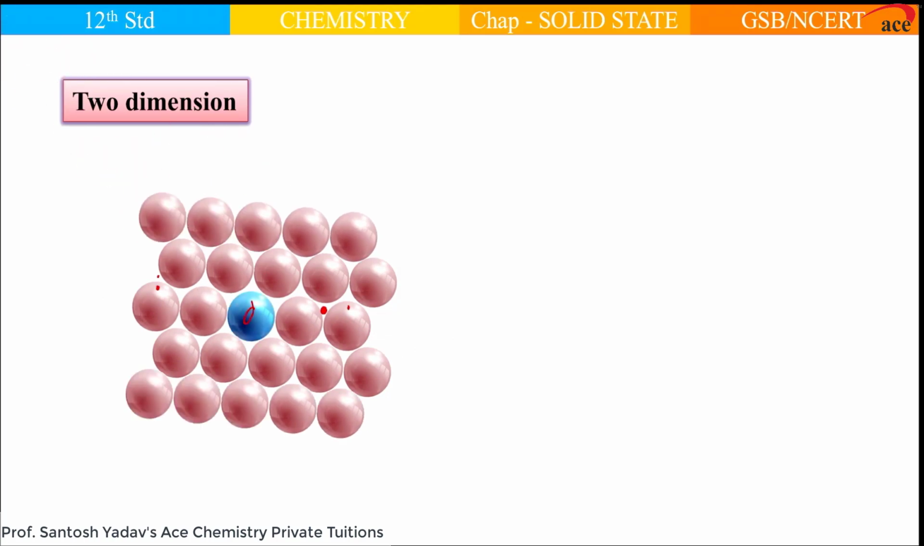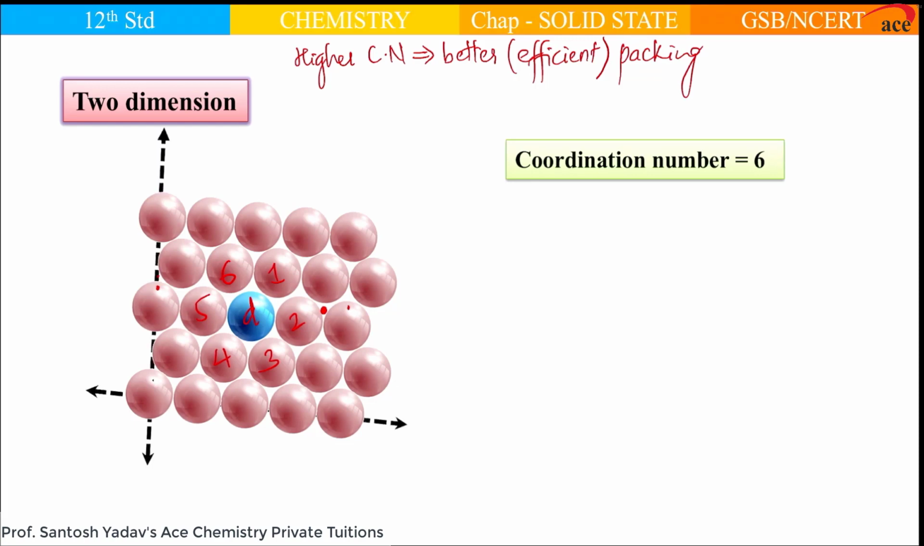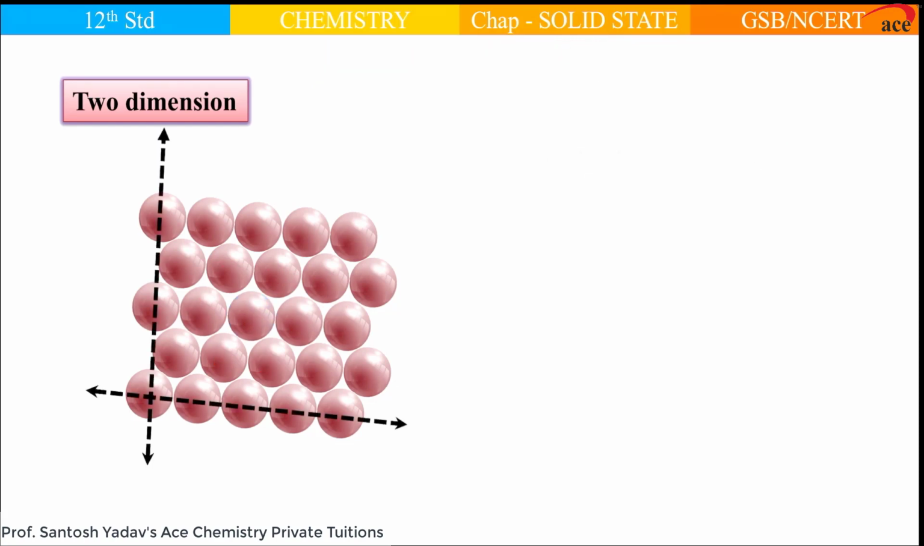If you take a blue sphere, which is a desired sphere, it is in direct contact with how many other spheres? It is in direct contact with 6 spheres. That means its coordination number is 6. Remember, higher coordination number means better, or you can call it efficient packing. Efficient packing. Remember that.